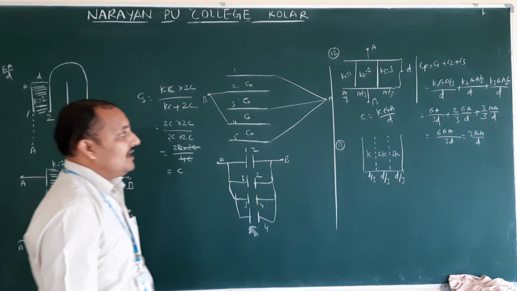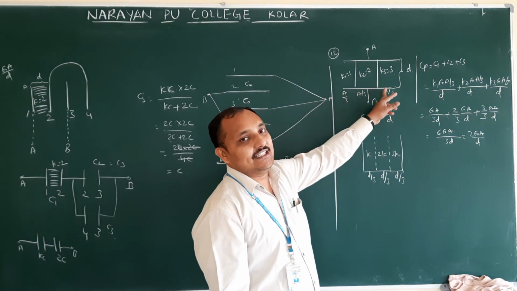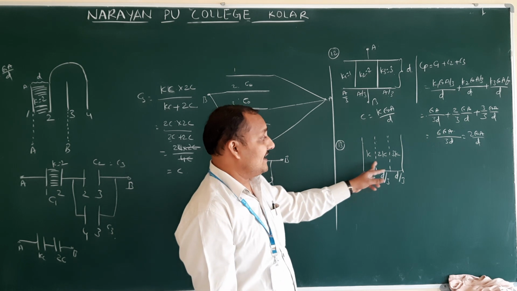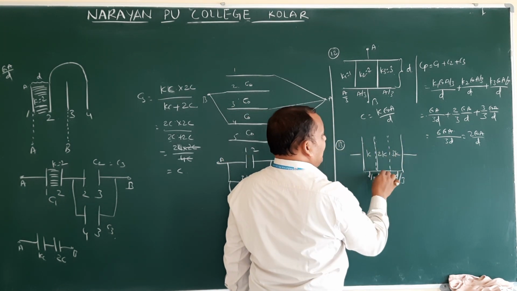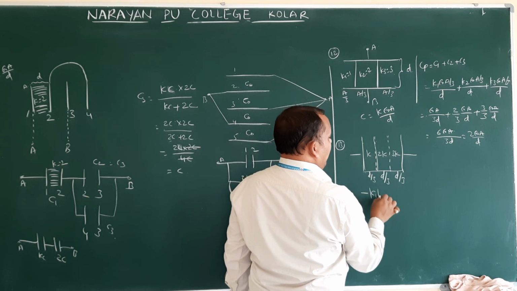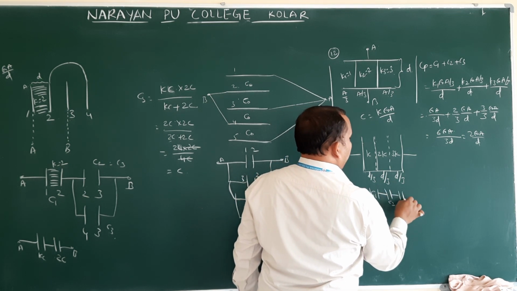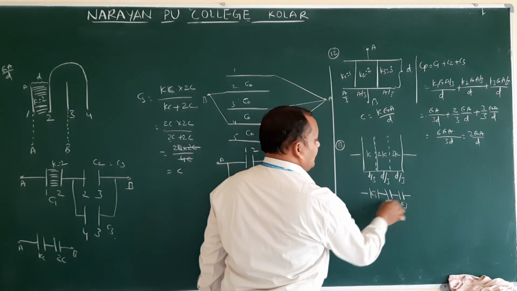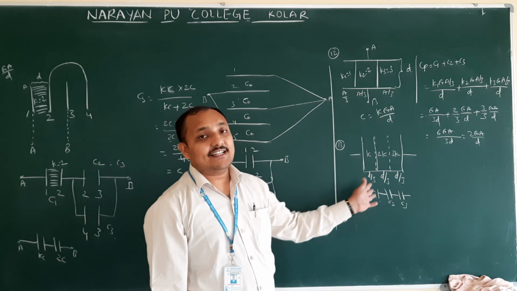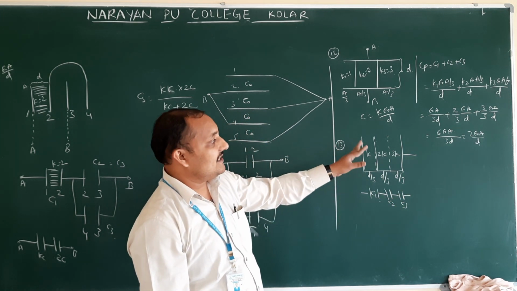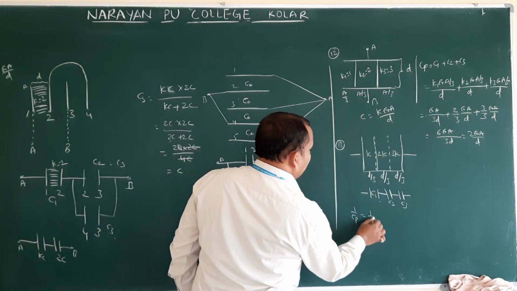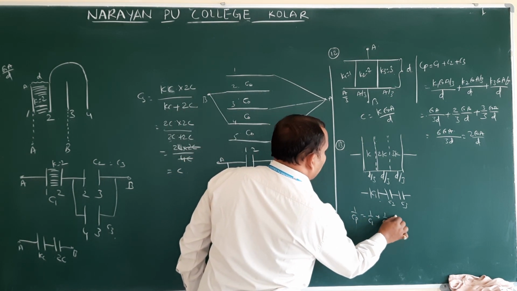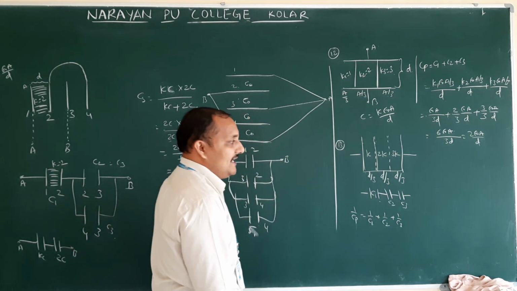Now see the 13th one. The 13th one is also the same model. So here these three are connected in parallel, but these three are connected in series. So this is one capacitor C1, C2, C3. In this they are asking the resultant dielectric. Resultant capacitor, resultant dielectric, we will do the same way. That is nothing but 1 by Cs is equal to 1 by C1 plus 1 by C2 plus 1 by C3.